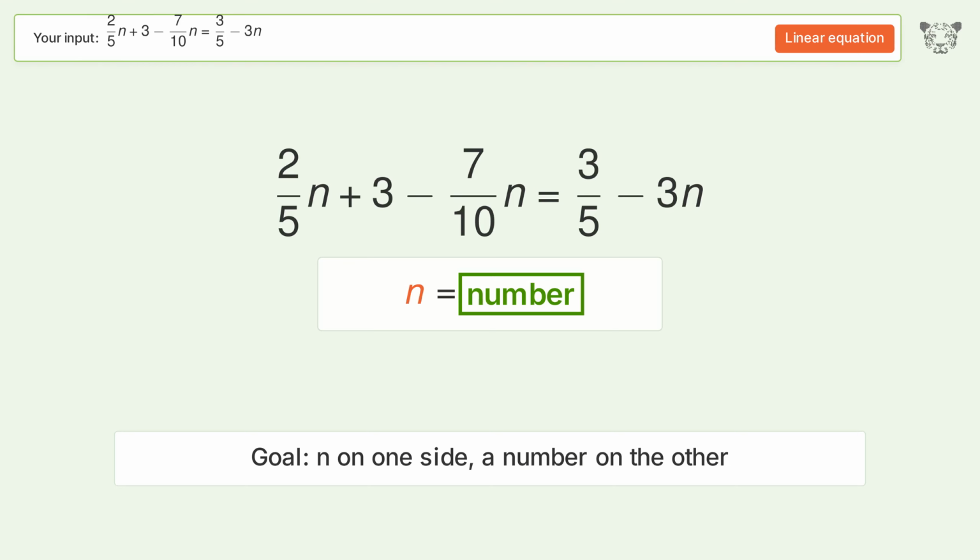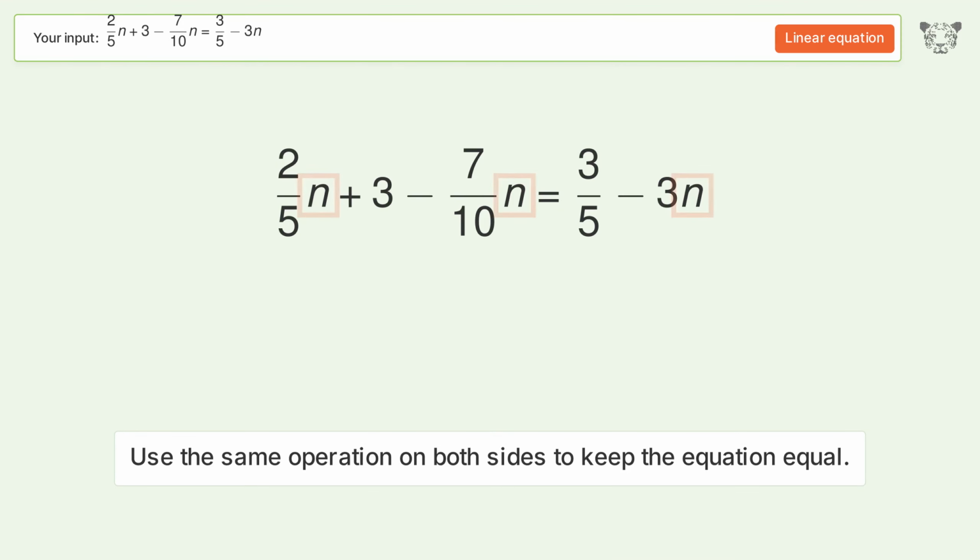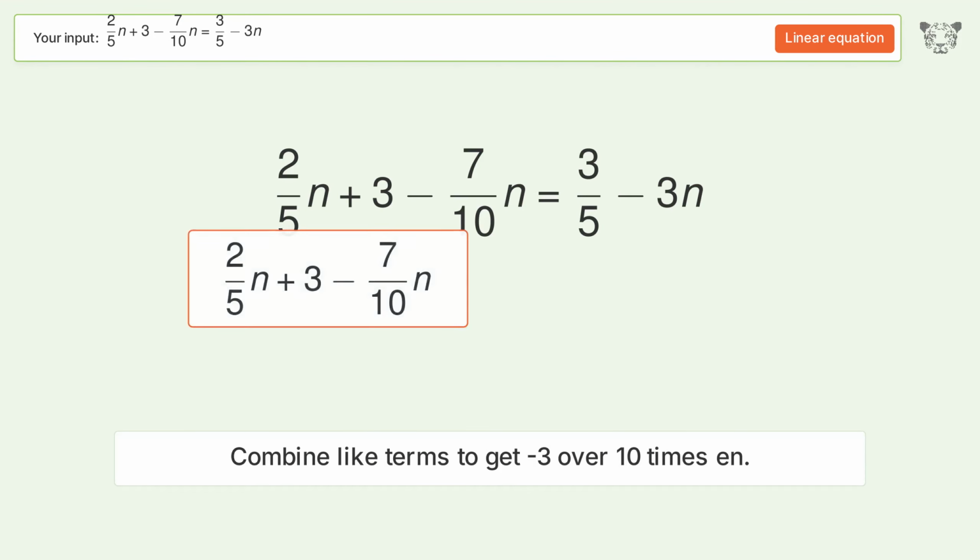First, combine like terms within each side. This simplifies each expression without changing its value. Combine like terms within each side. The variable coefficients on the left combine to give negative 3/10 times n.